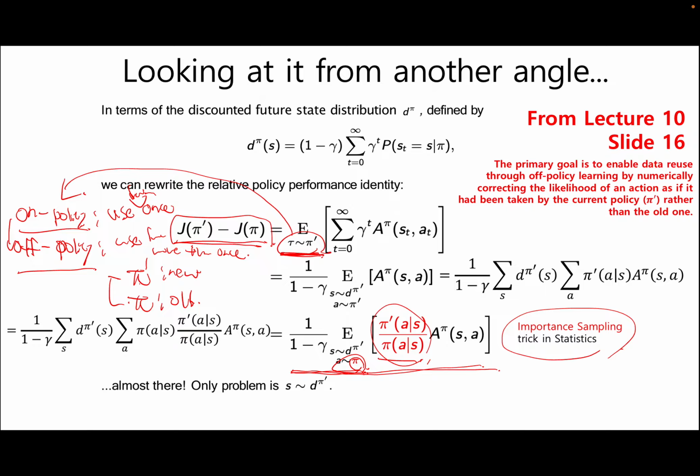That is called importance sampling. And as I said, the primary goal is to enable data reuse through off-policy learning by numerically correcting the likelihood of an action as if it had been taken by the current policy, pi dash, rather than the old one. That is consistent with this one, right? So we'd like to change to off-policy, but originally the trajectory training data was from the new policy, and we change it to the old policy. That is called importance sampling. And the motivation is just data reuse, data efficiency. That is what we learned in the previous class.